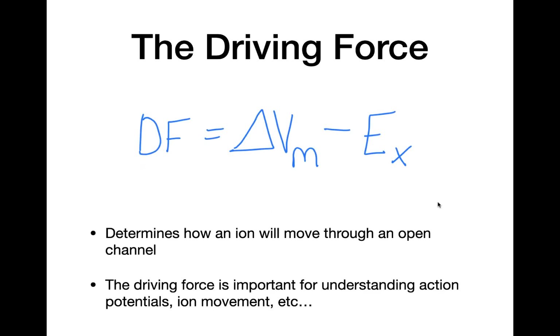So the driving force is going to take the membrane potential and the equilibrium potential into account. And by definition, the driving force is the difference between the membrane potential and the equilibrium potential for that ion. So each ion will have its own driving force. So what does this driving force actually tell us? Well, the driving force is going to tell us how an ion will move when an ion channel is open. So it's going to tell us the direction that ion will move when the channel is open. So knowing the driving force will tell us whether an ion will move out of the cell or into the cell when a channel is open.